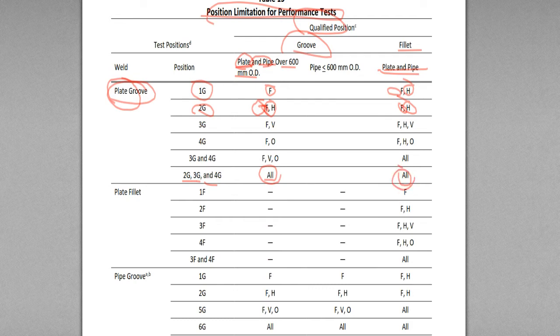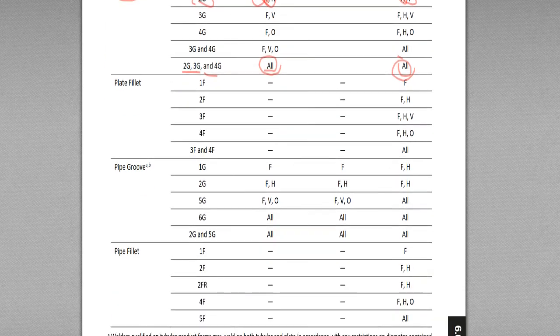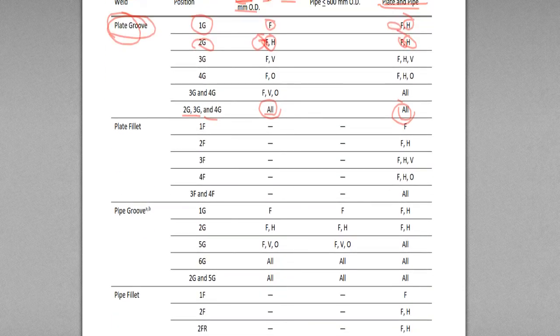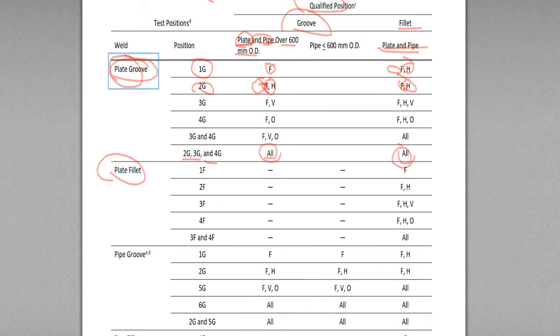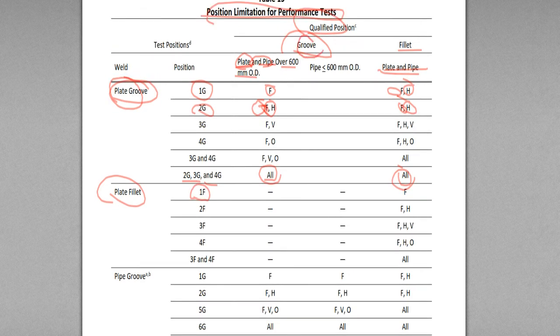This is table 15. So here is another one, next column, next line, plate fillet. This is plate groove weld CJP joint, and this is plate fillet partial joint penetration. If you used 1F, this groove weld, you're not qualified.